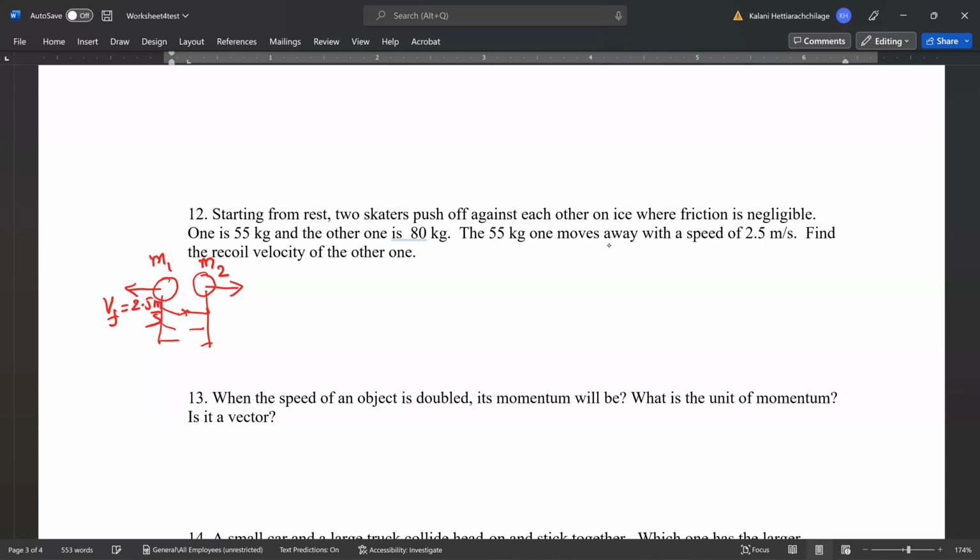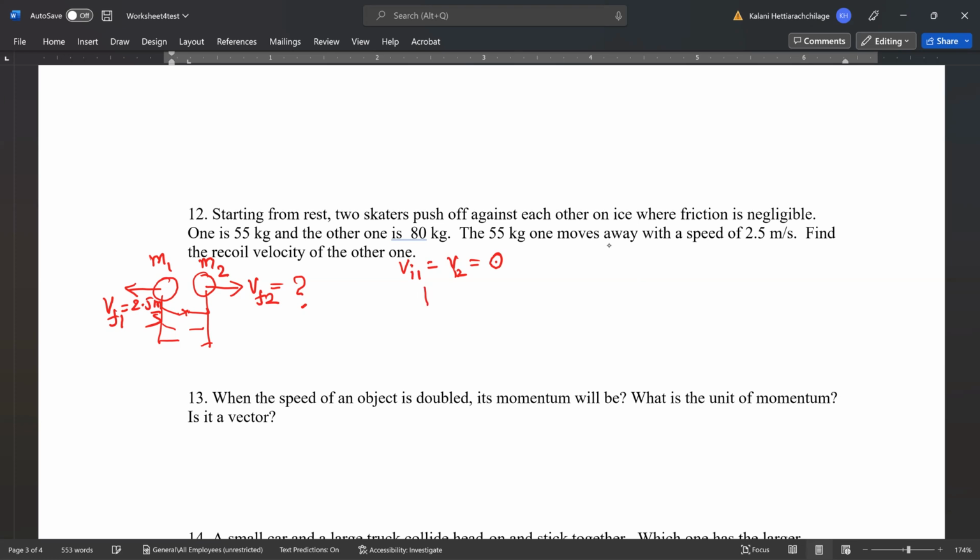The velocity we don't know is the V final for the second person. This is the first person, and the second is the one we need to find. According to the mass, you definitely know 55 is lighter than 80, so the velocity for the second person should be a smaller value than the velocity of the first one. But this is where we're going to use momentum conservation. They both have initial velocity 0 because both of them push each other. That means there is no initial velocity, right?